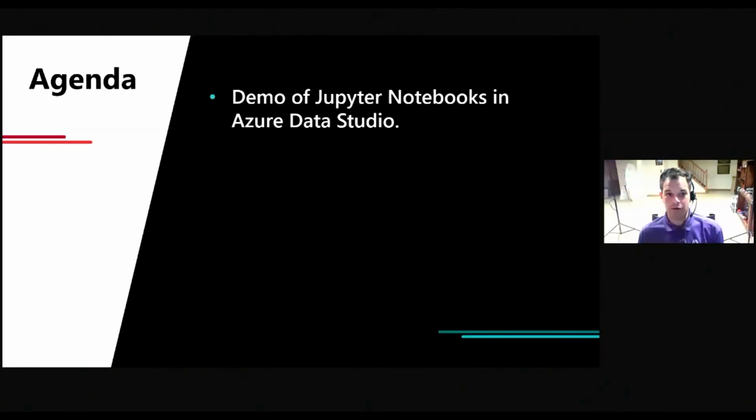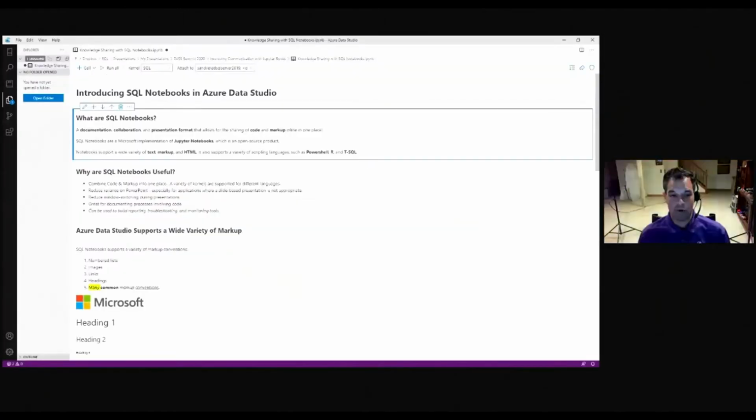So without further ado, here's the agenda. And the agenda says we're going to go over Jupyter Books and demo this thing. For anybody who does not know what Jupyter Books or SQL Notebooks are, they are the Microsoft implementation of Jupyter Books. They're basically a documentation, code sharing, and presentation software built into Azure Data Studio. This is pretty cool. This feature was dropped pretty quietly initially, and it's become very famous amongst many people who love using it for a lot of purposes.